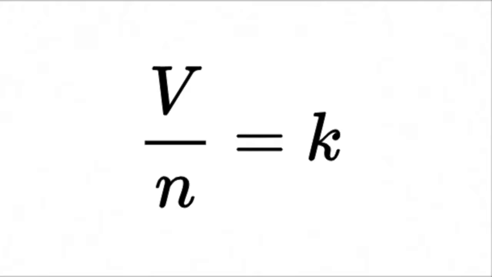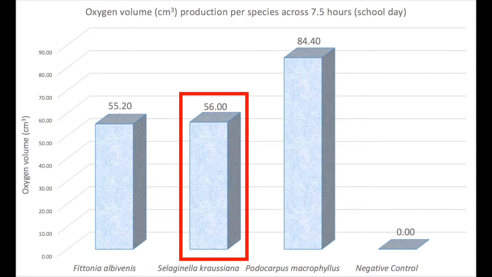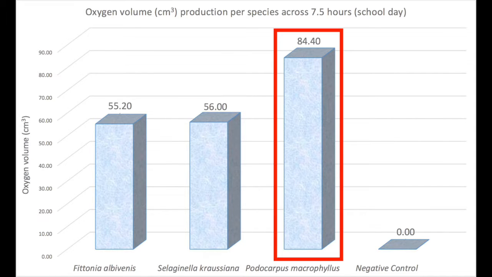By Avogadro's law, V over N equals K, we know that the amount of carbon dioxide consumed equals the amount of oxygen produced. Phytonia albivinus produced 55.20 cubic centimeters of oxygen, consuming the same amount of carbon dioxide. Selaginella crossyana produced 56.00 cubic centimeters of oxygen, consuming the same amount of carbon dioxide. Podocarpus macrophyllus produced 84.40 cubic centimeters of gas.